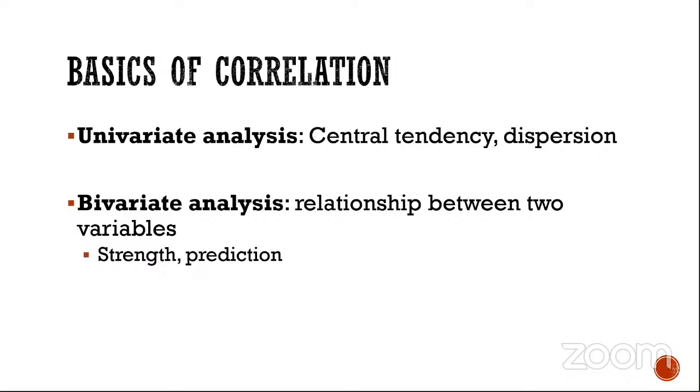Using bivariate analysis, we can measure the strength between the two variables, that is known as correlation, and we can predict the value of one variable using the value of another variable, that is known as regression. So there is a difference between correlation and regression. Correlation basically gives us the strength of the relationship between the two variables, how strong it is. And predicting the value of another variable using one variable is known as regression.